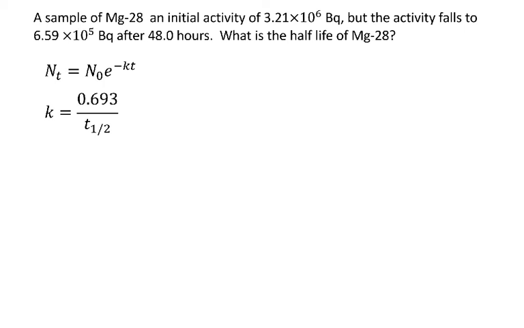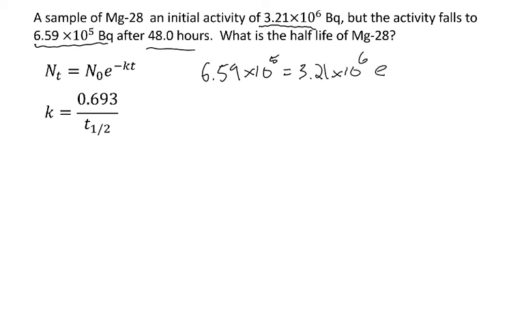All right, so we're given the initial activity. This is N0. We're given the final activity. This is Nt, and we're given the time. And so I can plug those into my first equation. So the Nt is going to be 6.59 times 10 to the 5th. Then my N0, e to the minus k times 48.